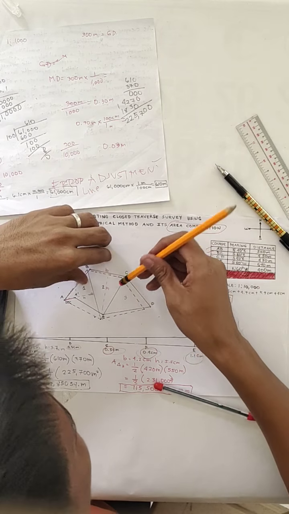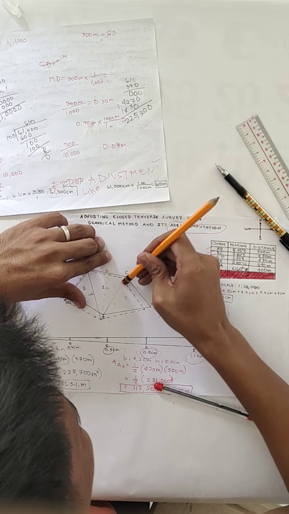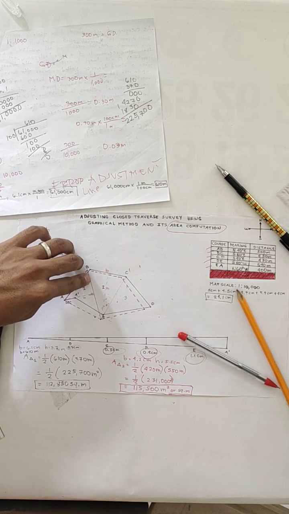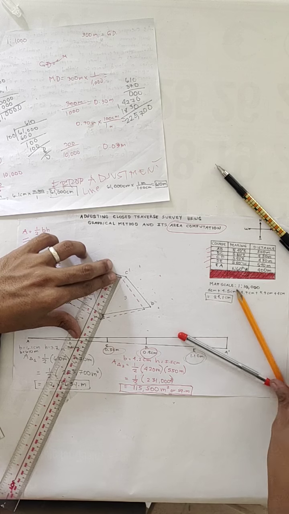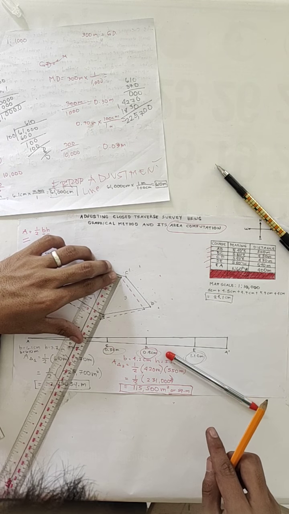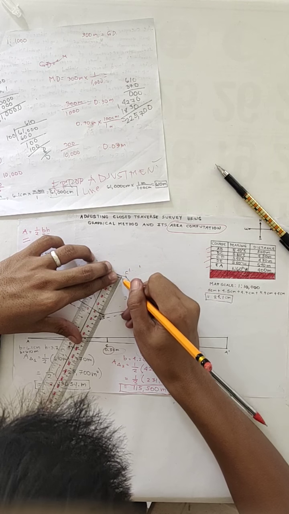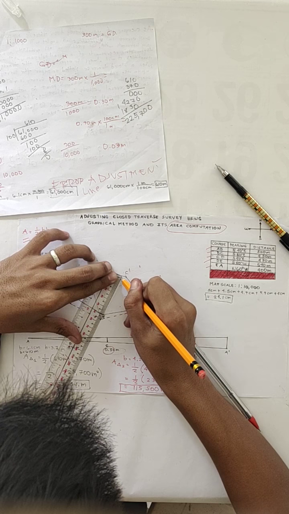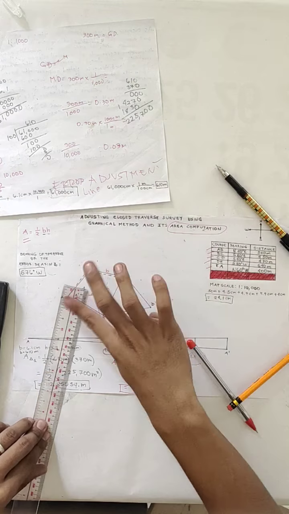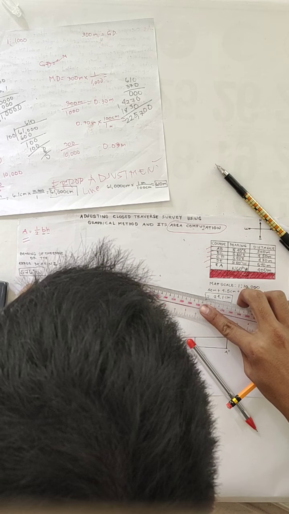Sorry class, there's a small error here. It is connected to the old point, probably it should be at the new point. Sorry class, so we'll make some sort of adjustment. Just a small adjustment.